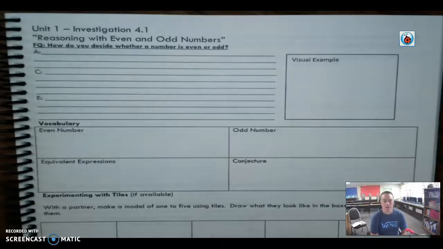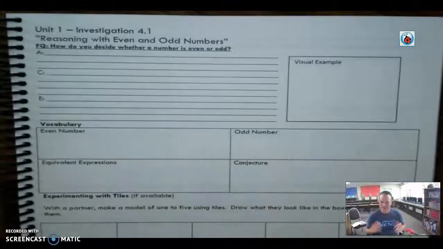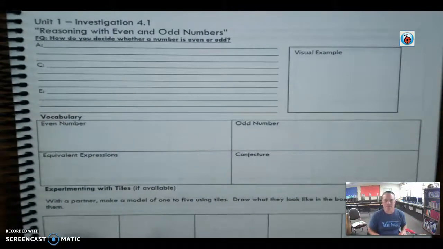Hey guys, good morning. So this is the first lesson for Investigation 4.1, and it's reasoning with even and odd numbers. And it sounds kind of silly, right? How do you decide whether a number is even or odd? And hopefully you already know the answer to that. But if you don't, there are some things that I think you're going to find interesting in today's lesson.